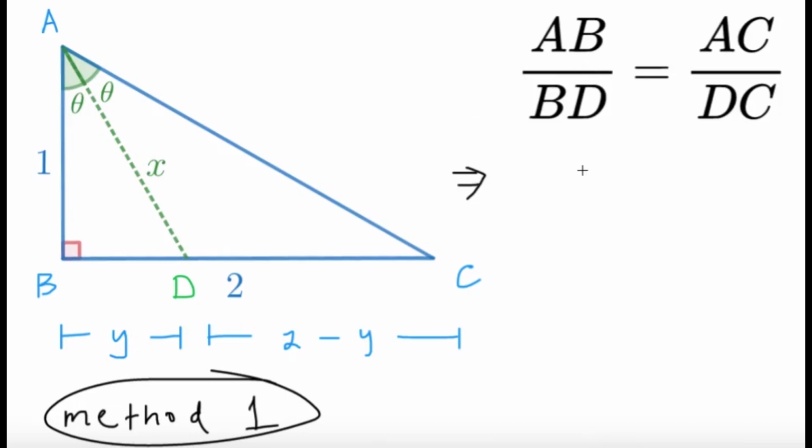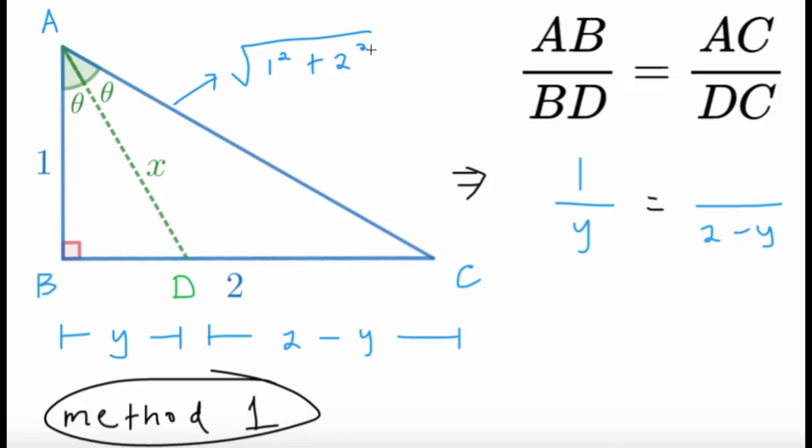We have AB to be 1, BD, let's just say it's y, and DC, since the entire side is 2, would have to be 2 minus y. Now AC is the problem. We don't know AC yet, but that's not a big problem because AC is just the hypotenuse of this right triangle, so it is equal to the square root of 1 squared plus 2 squared, which is simply the square root of 5. So no problems here. We now have an equation and we want to solve for y.